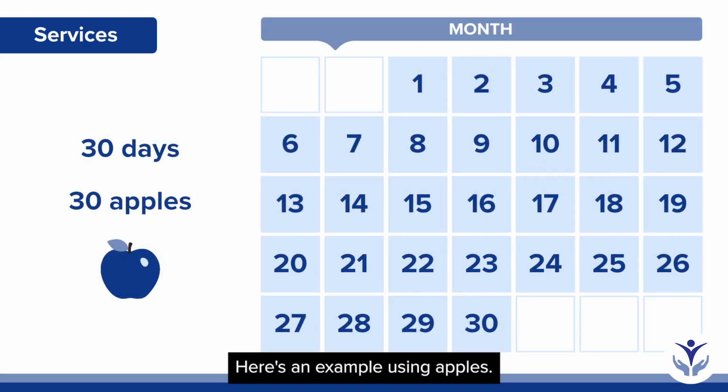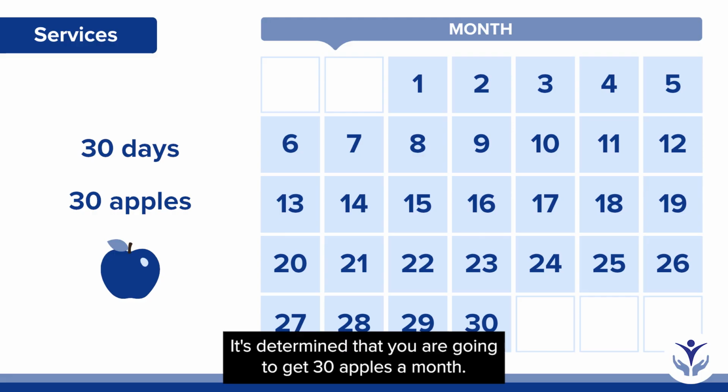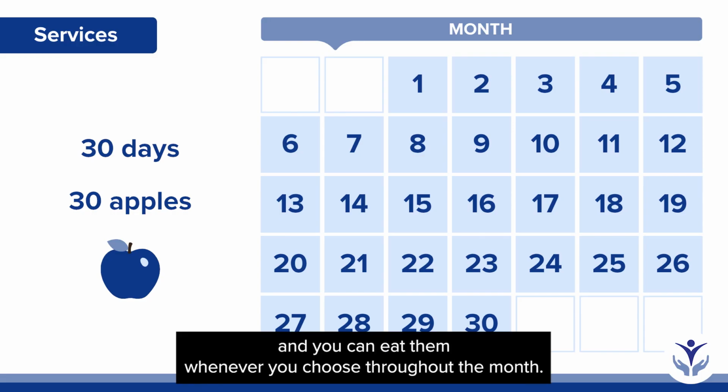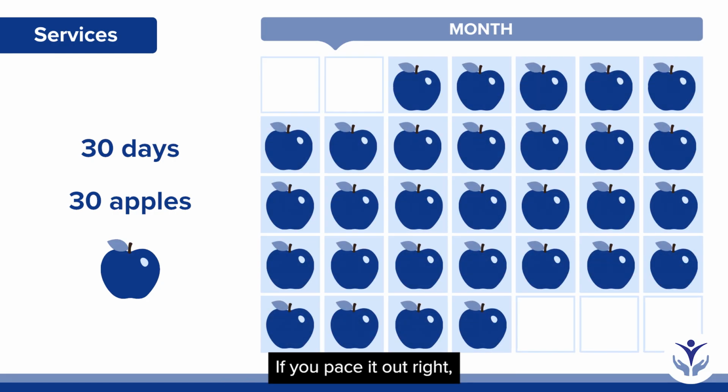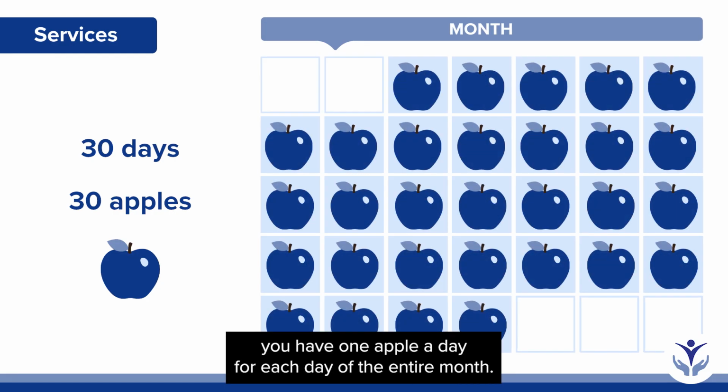Here's an example using apples. It's determined that you are going to get 30 apples a month. You are in charge of the apples and you can eat them whenever you choose throughout the month. That's that whole budget authority piece we're talking about. If you pace it out right, you have 1 apple a day for each day of the entire month.